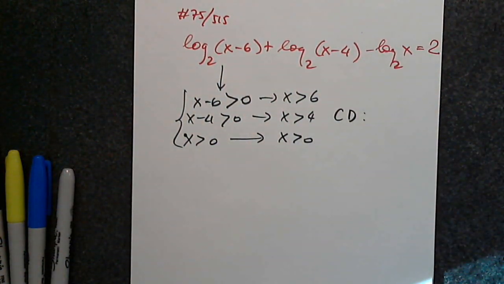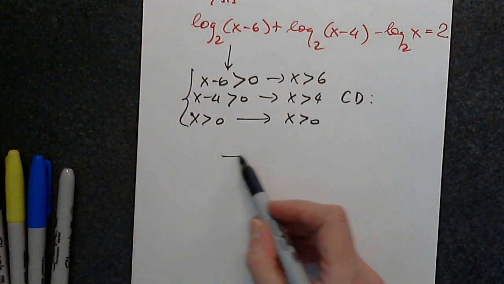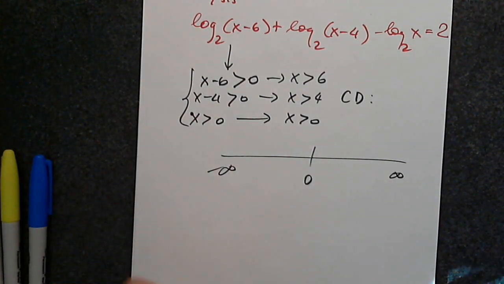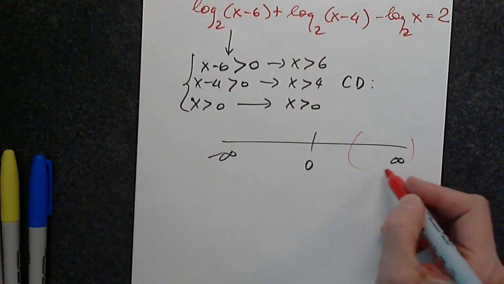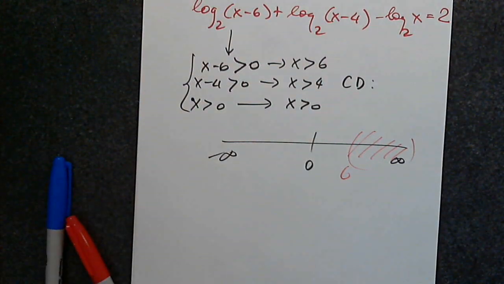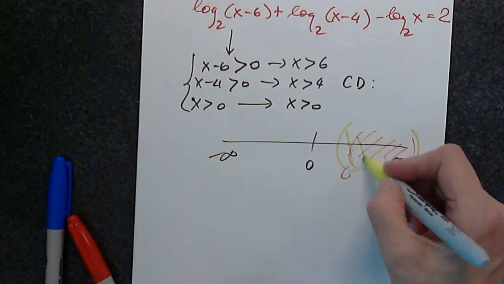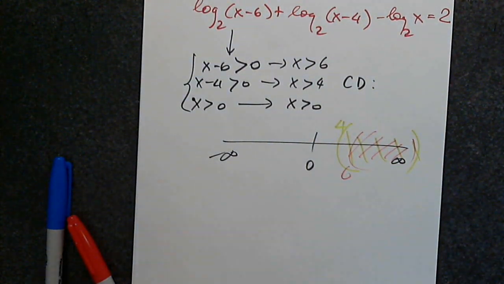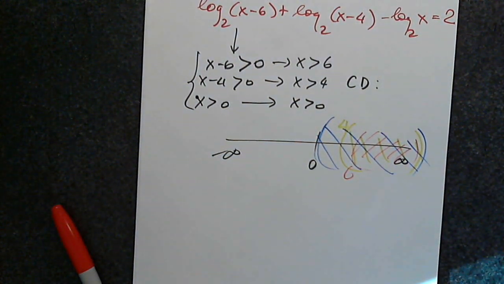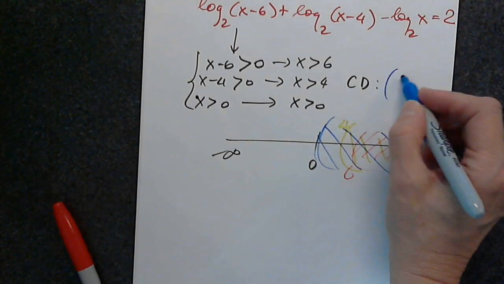Let me know what you want me to do. We want to graph? Very good. So negative infinity to infinity, and 0 is in the middle. Greater than 6, I don't care for units. This is just to help us identify what's happening here. Greater than 6 is this. Greater than 4 is this. And greater than 0 is this. I need to choose all three colors. Yes, the common domain is greater than 6.